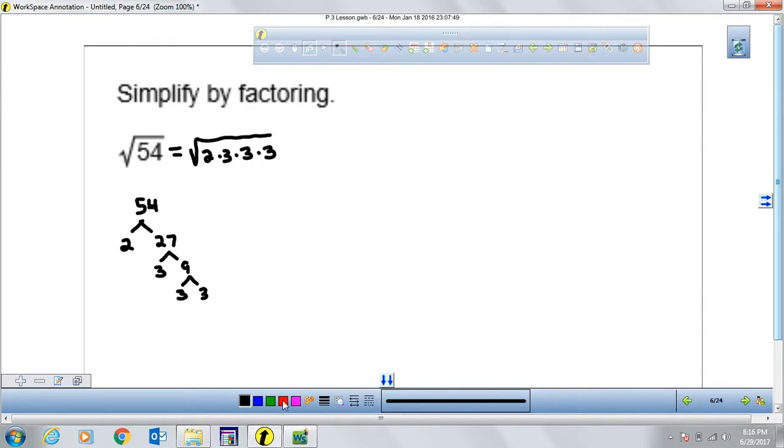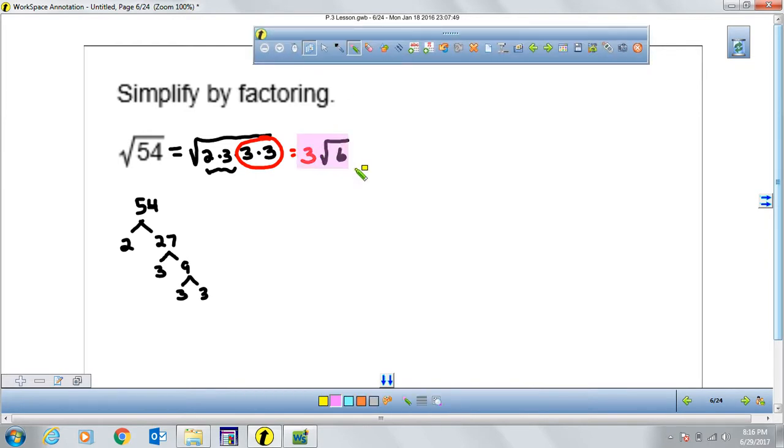But the square root means we need to get a perfect square. A perfect square means a pair of the same number. So if we get this pair, that is going to simplify to a 3 outside of the radical, because 3 times 3 is 9, and the square root of 9 equals 3. So that radical simplifies, and the leftover we keep inside of the radical, which is 2 times 3, and that is a 6. This is one of the ways that we can simplify a radical, by taking out the pairs whenever it comes to a square root.